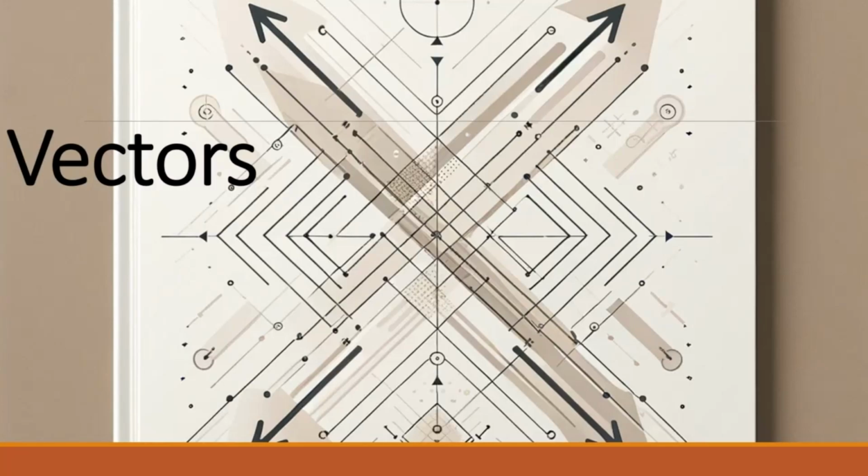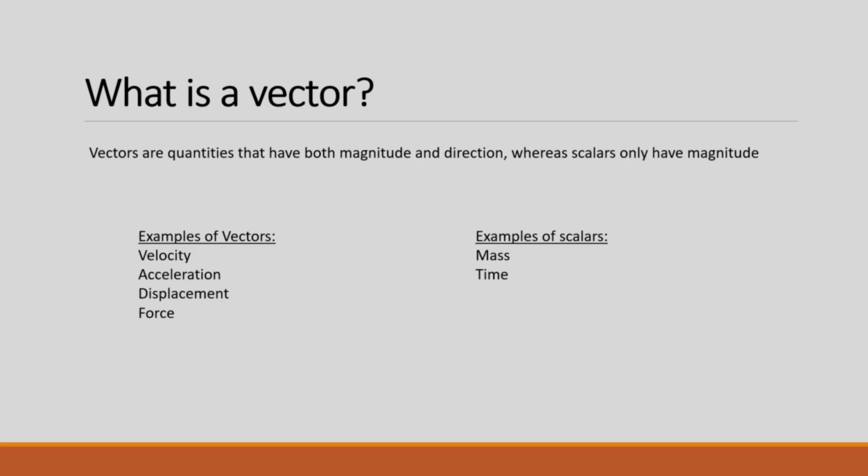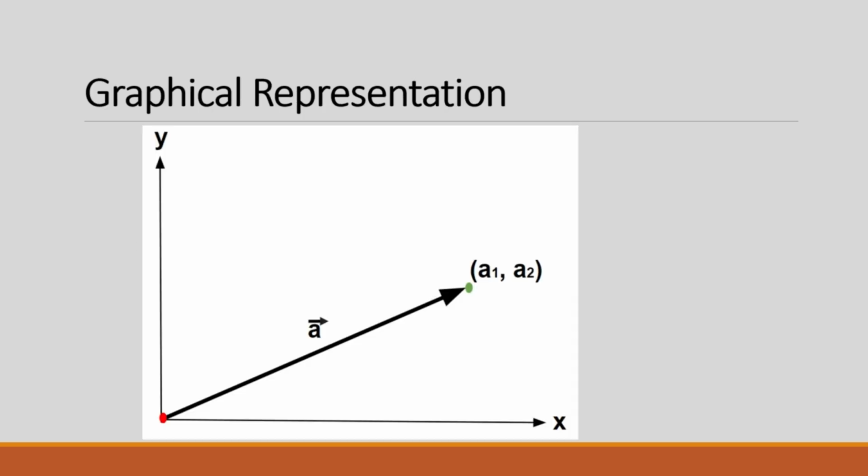Hi everyone, today we'll be talking about vectors. Vectors are quantities that have both magnitude and direction, such as velocity and acceleration. This is different from scalars, where they only have magnitude. An example of a scalar is mass, as it only has a magnitude and no direction.